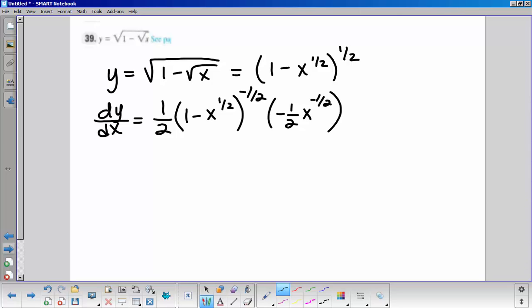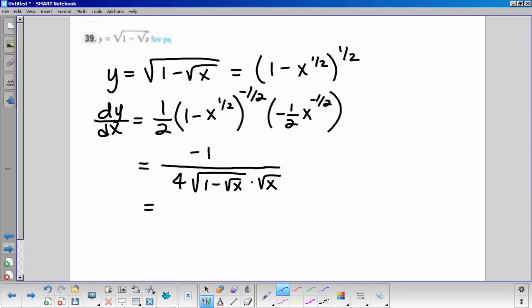Good. All right, so let's put things where they belong. I have a 4 in the denominator, 2 times 2. What else is in the denominator? Everything. So this is to the negative 1 half, so this is going to be the square root of 1 minus the square root of x. Do you agree with that? I'm going to put 1 up here, negative 1, and then this is the square root of x.